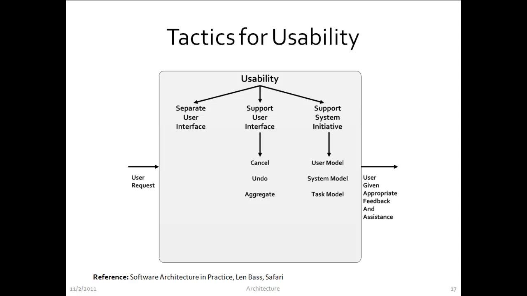So now let's talk about tactics for implementing other quality attributes. So let's start with usability. So tactics for implementing usability are of two kinds. You can think of runtime usability tactics and design time usability tactics.